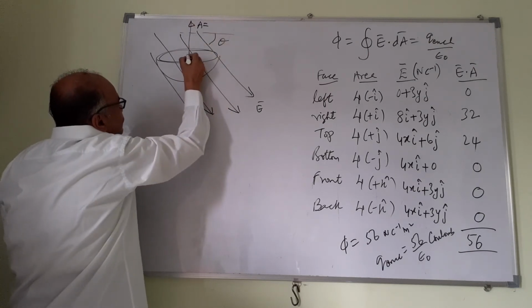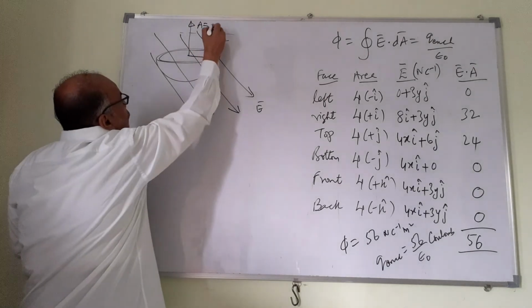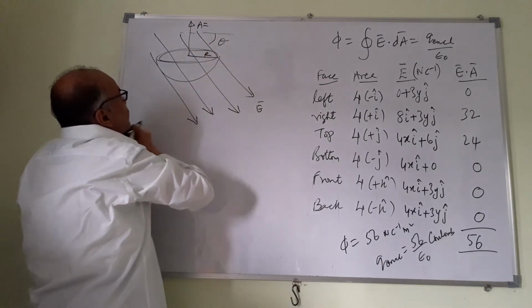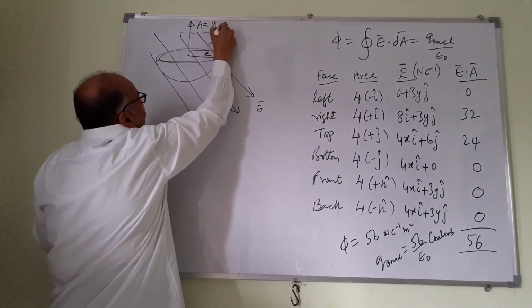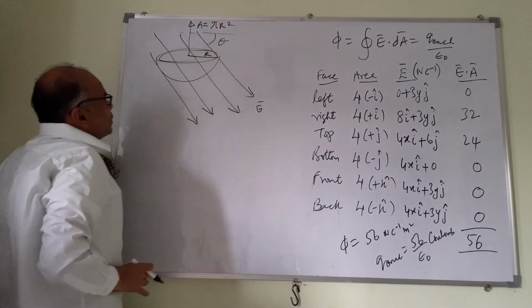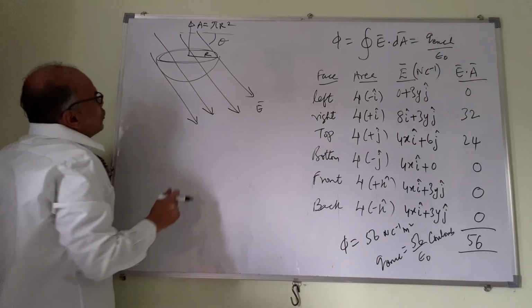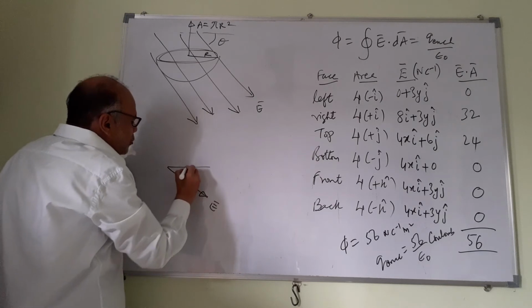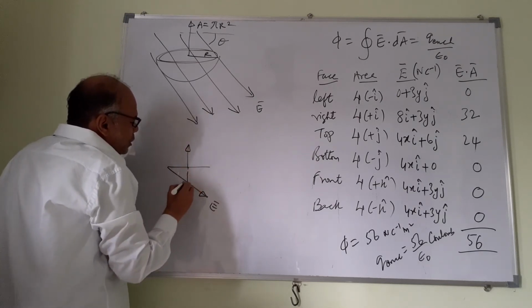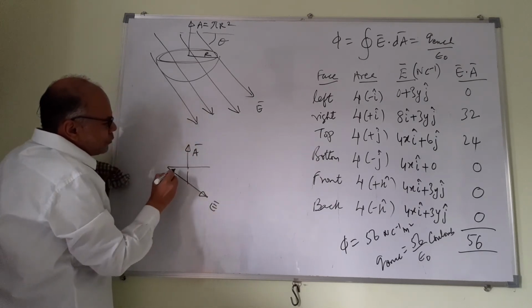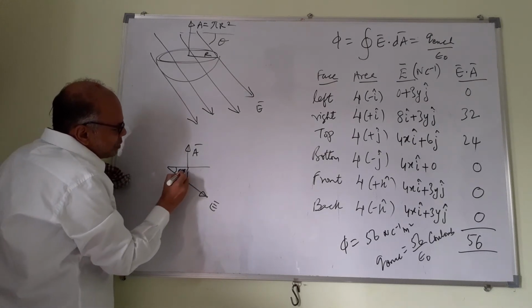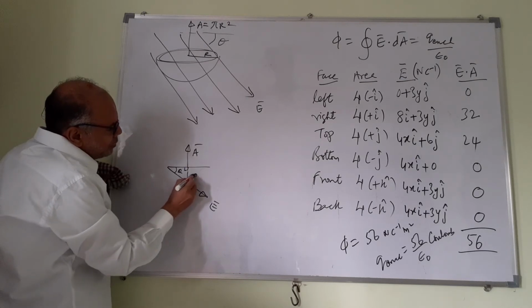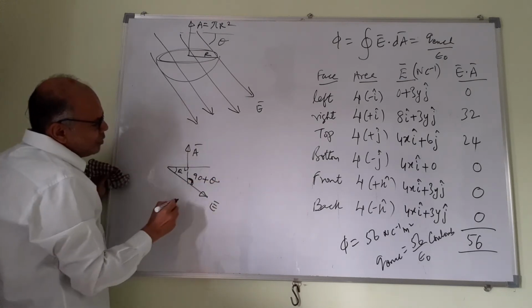The radius of the shell is given, r. So the area is pi r squared, the area of a circle. That disk is a circle. So what is the angle now? This is E, this is A. We want the angle between the two. This is theta, this is 90. This angle is an exterior angle, it would be 90 plus theta.